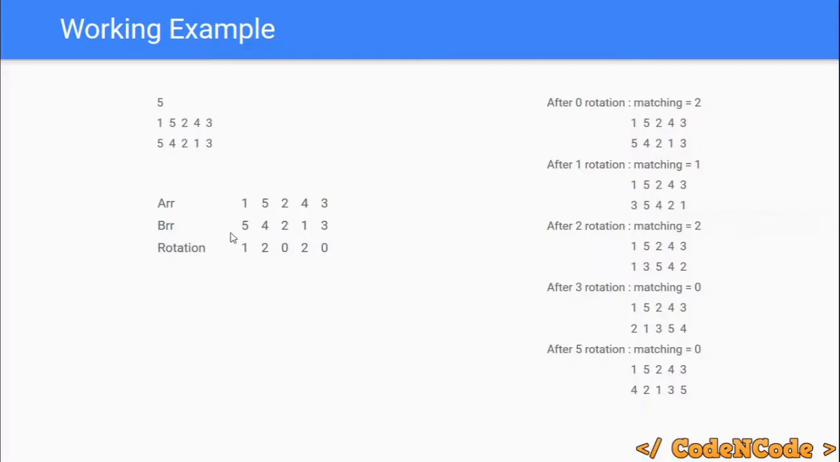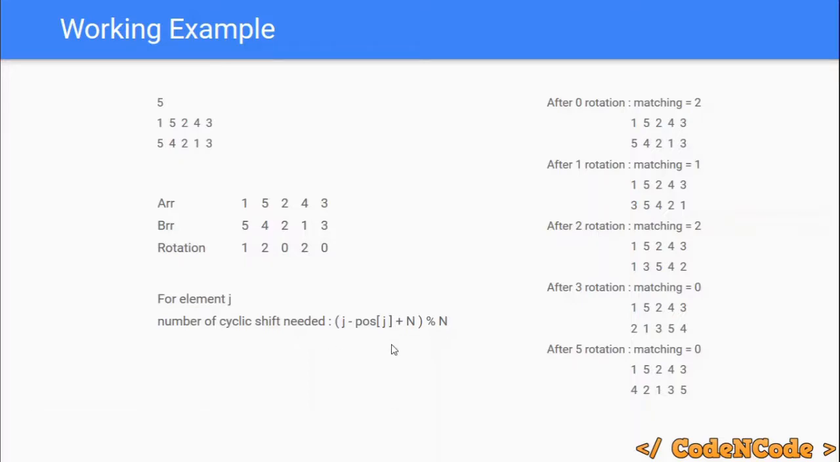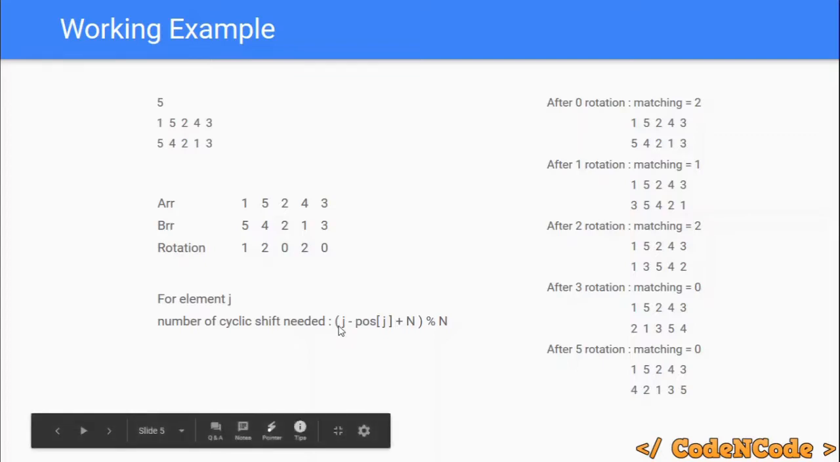So for each element, how are you going to count the number of rotations it would require to be on its correct position? We have already seen the formula was j minus position of j plus n. Now j is element j, so 5 will be on its correct position after how many rotations. This formula would give you the number of rotations required for an element j to be on its correct position.